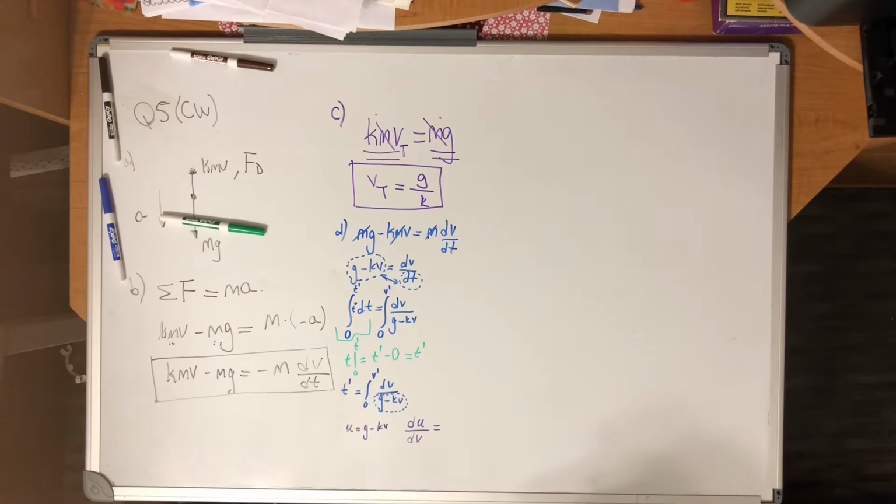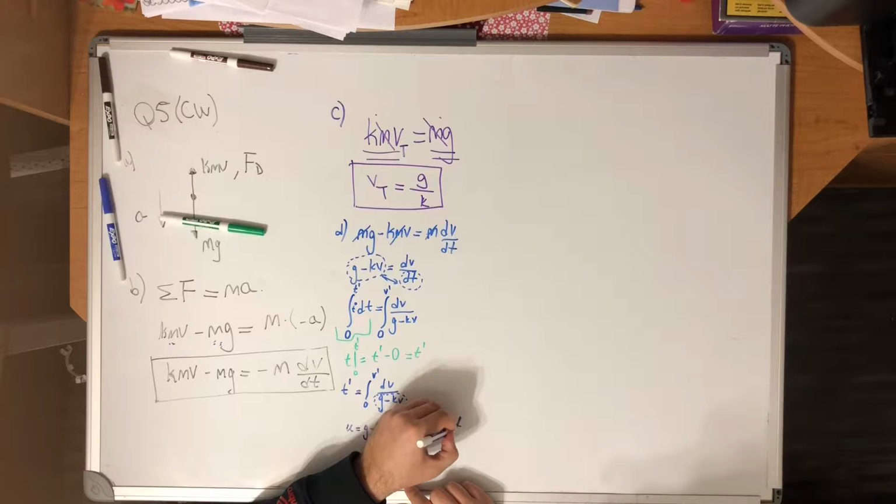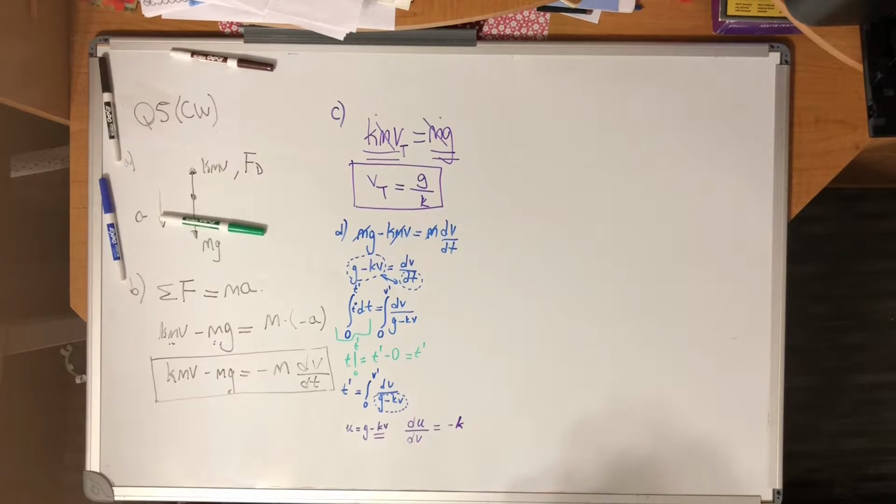If you take the derivative of this function, you have a constant right here. The derivative of a constant is 0. Again, you can see it in the calculus review. And what do you have in front of v? You have just negative k. So the derivative of that function will just be the number in front of it, which is negative k. So now what do we have? du over dv is equal to negative k.